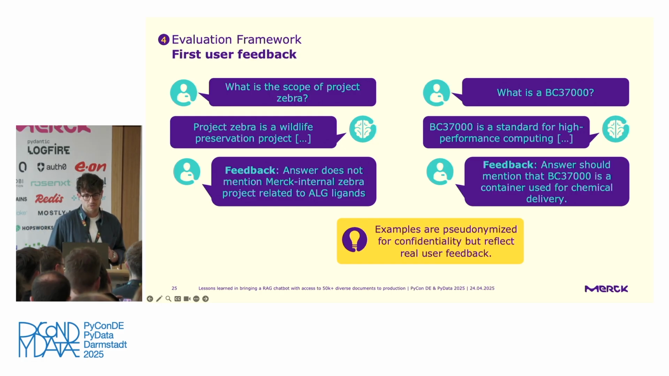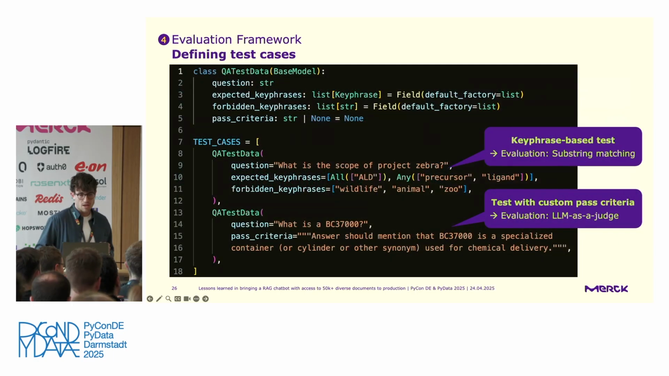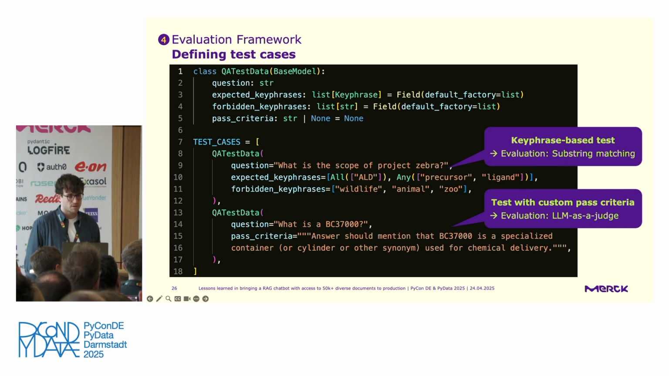And I now want to show you how we turn such feedback into test cases. For this, we implemented a test framework based on PyTest. I want to show you a rather simplified version of the actual code that we developed. First, we define a Pydantic class QA test data that consists of a question and optional expected and forbidden key phrases. And then finally, an optional test pass criteria that we define in plain text.